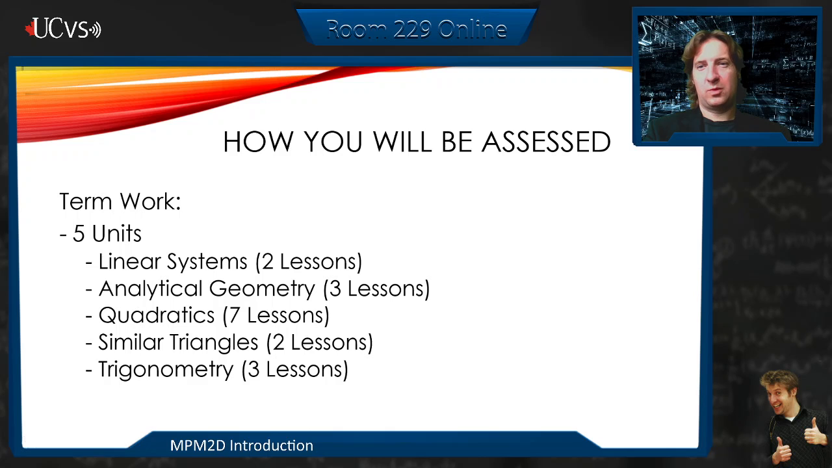To talk about what sort of units we're working on, there's going to be basically 5 units: linear systems, geometry, quadratics. That's the big one. That's 7 units, 7 lessons on quadratics. That's the big chunk of this course, what we call quadratic functions, things that have x squared in them. Linear systems, that's 2 lines. Analytical geometry is geometry, makes sense. Similar triangles is how do we relate triangles to each other, and that leads directly into trigonometry. So there's 5 lessons on triangles at the end of the year. End of the quadmester.